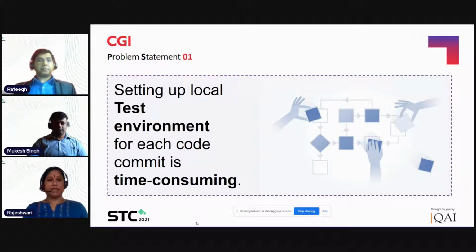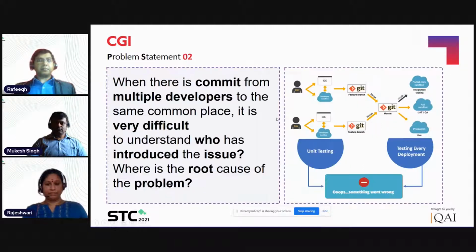And the second problem we have is this. Whenever something new is coming in, whether it is a change request, a change in the requirement, or a change in the code, what is the risk associated with that change? How will it affect the system?